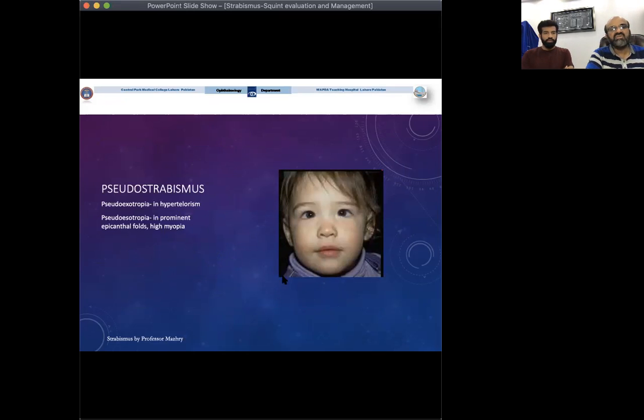See, this is a typical case of pseudosquint. Epicanthal folds are very prominent. There is telecanthus, the distance between both of the medial canthi is greater, and a depressed nasal bridge. So it is a case of pseudostrabismus, because if you notice the corneal reflection test, it is exactly in the center. That is the Hirschberg test. So this is pseudostrabismus.